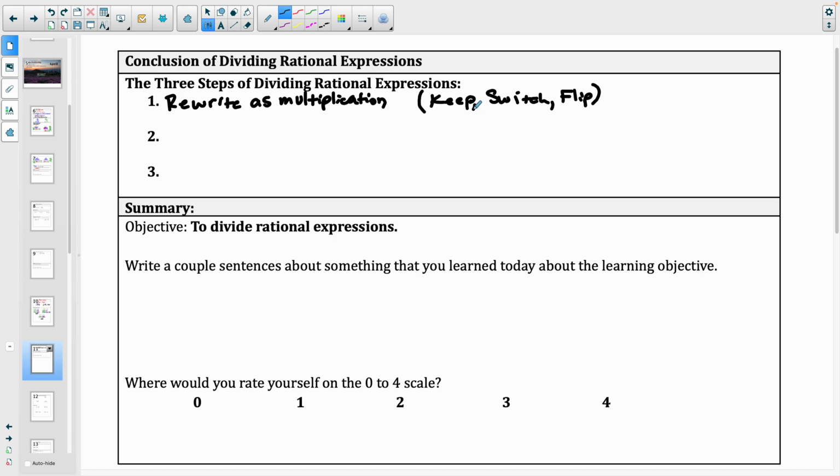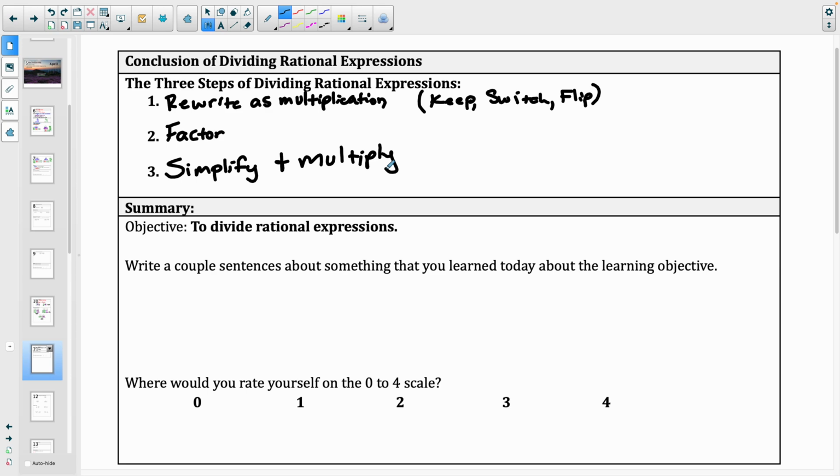Then, after you have it rewritten, our second step was to factor. Right, we factored all the tops, we factored all the bottoms. And then our third step was to simplify and multiply. So we simplified first, and then we just multiply by rewriting those things next to each other.